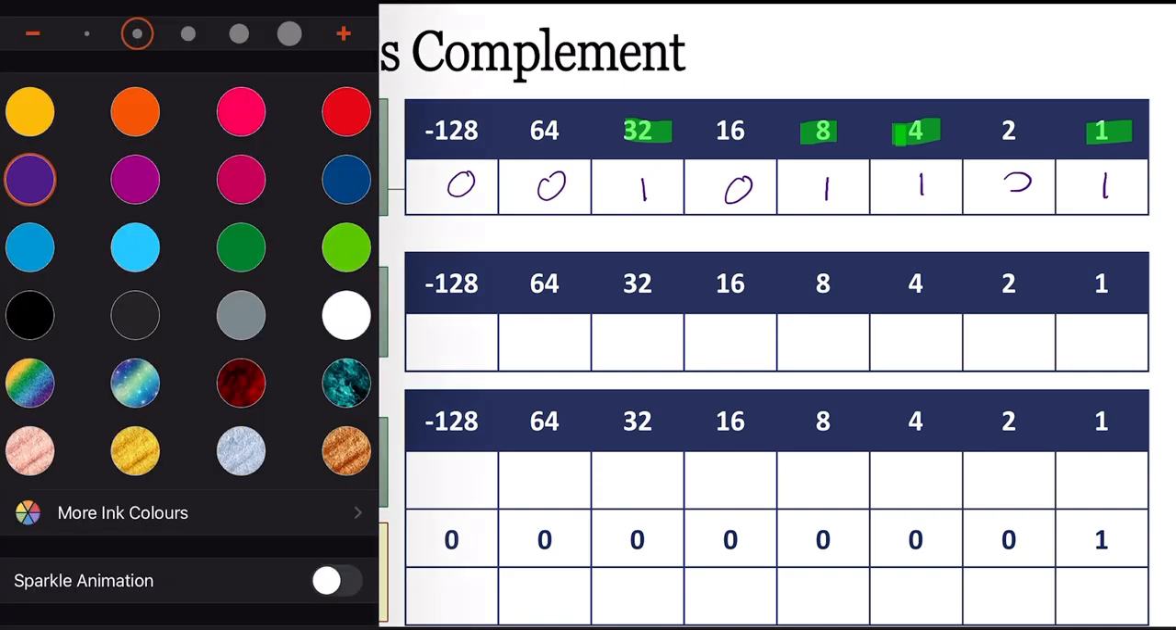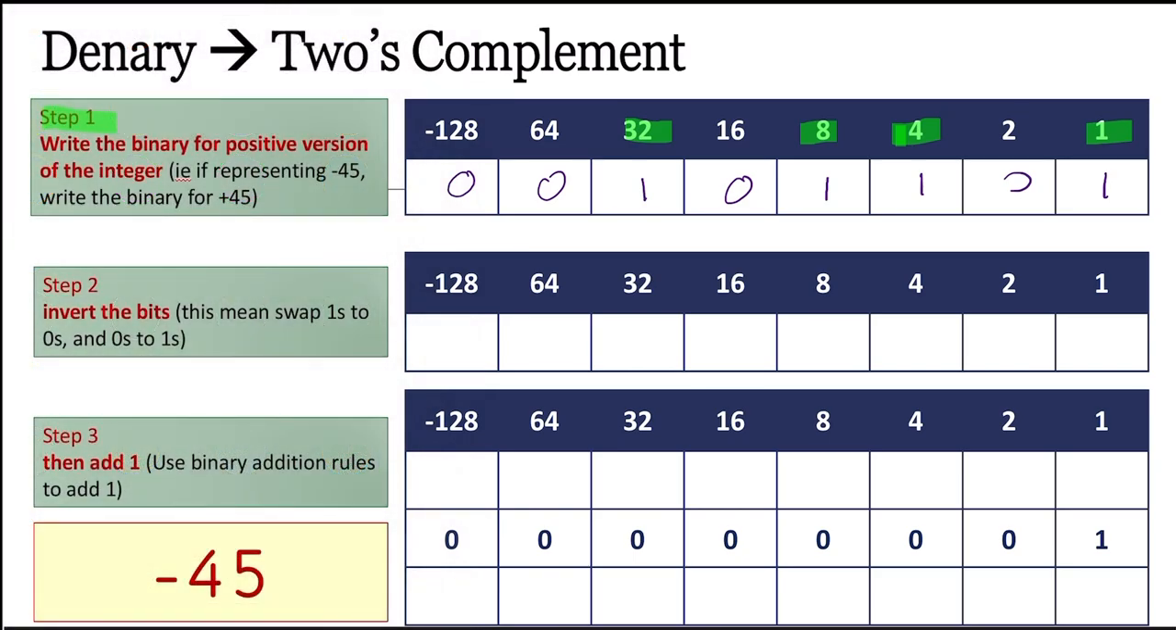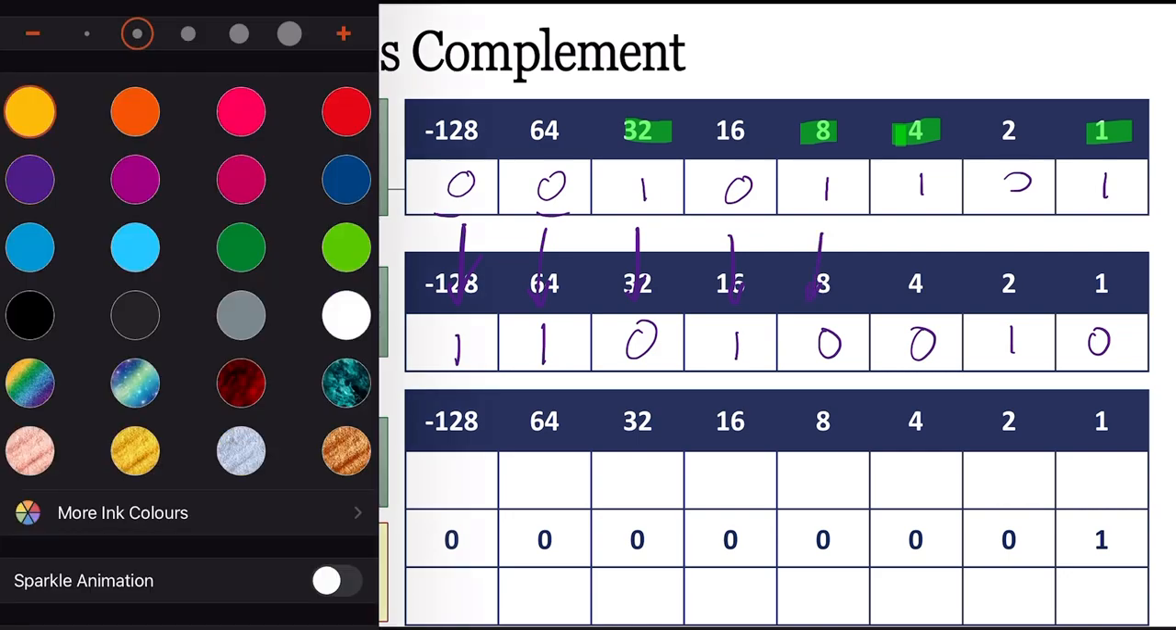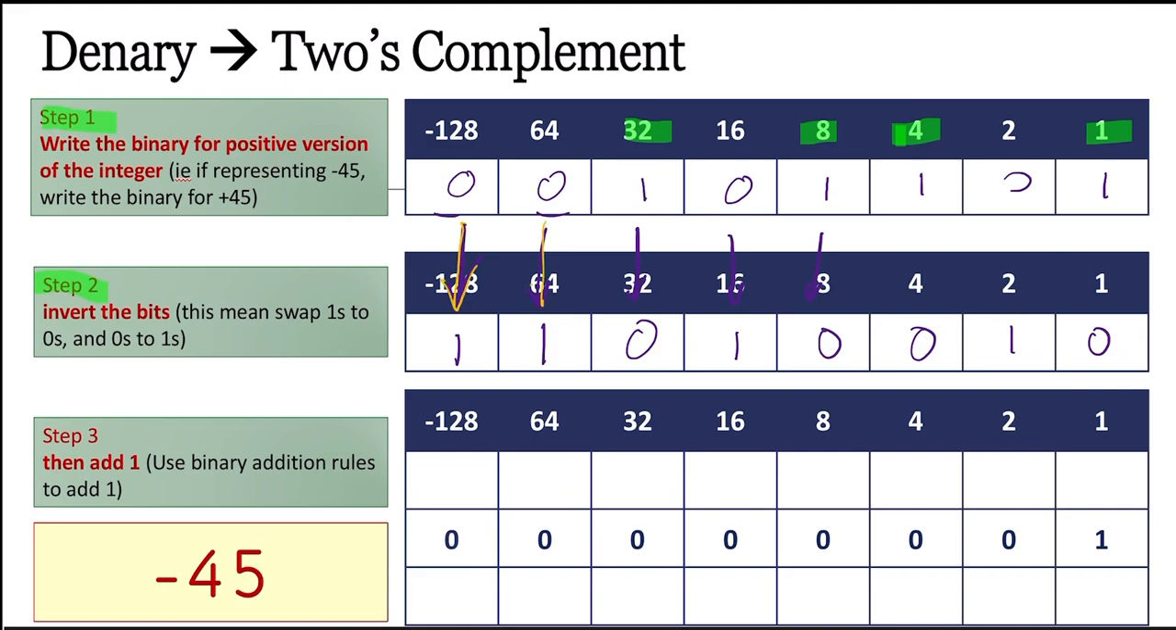Step 2, invert the bits. Okay, remember step 2, invert the bits means to swap 1s for 0s and 0s for 1s. 0 changes to a 1, 0 changes to a 1, 1 changes to a 0, and so on. Then finally, it's always worth double checking, by the way, just double check you've switched the correct bits. Not the best colour to choose, purple on blue, let's go with yellow. Make sure you've inverted the bits correctly. Yep, I think I've got that right.